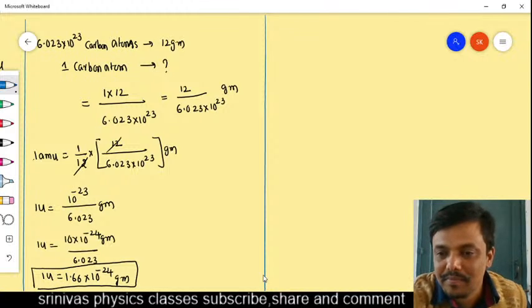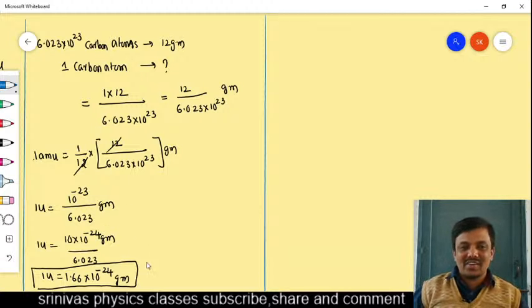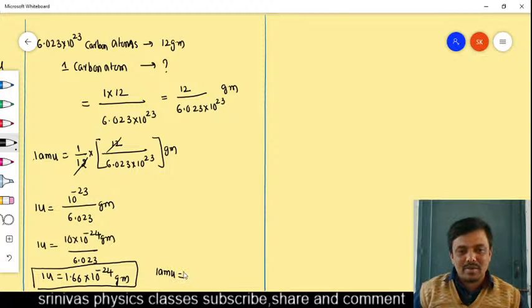Okay, students. Now I am asking one question: 1 AMU is equal to how many kgs? Can you convert that one? 1 AMU is nothing but 1 U. Right, students? Atomic mass unit is the 1 U. 1 U equal to in kgs, you can tell me. 1.66 into. Very good answer.